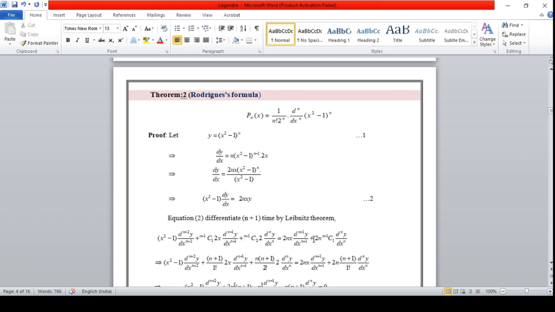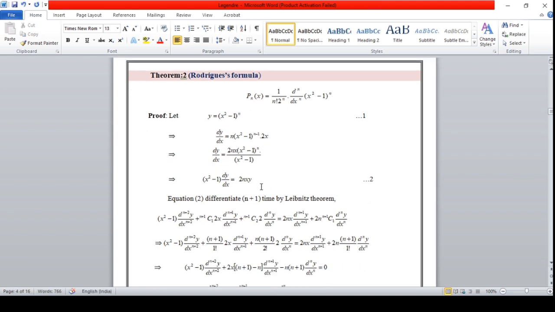Now its proof. Let y is equal to (x squared minus 1) raised to the power n, and differentiate with respect to x. We get dy upon dx is equal to n (x squared minus 1) raised to the power n minus 1 times 2x. Now convert into this form: dy upon dx is 2nx (x squared minus 1) raised to the power n upon (x squared minus 1), the power minus 1 being in the denominator. This implies, by cross multiplication, (x squared minus 1) dy upon dx is equal to 2nxy.